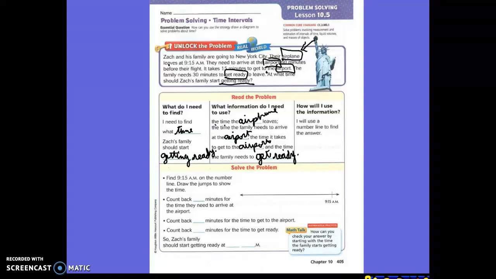Okay? How will I use this information? I will use a number line to find the answer. We used number lines yesterday to find our answers? Yes. Okay. So, they're solving the problem. They are going through the steps and we have to help them. We first need to find 9:15. Why are we finding 9:15 first?